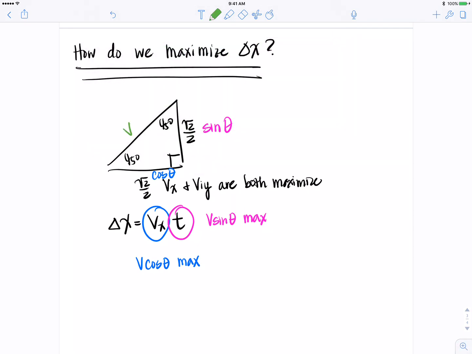If this is our total velocity, then V sine theta is V_iy and V cosine theta is Vx. Okay, but at 45 degrees, we're maximizing both Vx and V_iy. And delta x is dependent on both of those. So when you're maximizing delta x, not t, you want to maximize both the cosine and the sine of the angle.